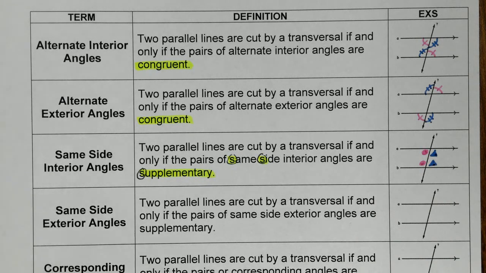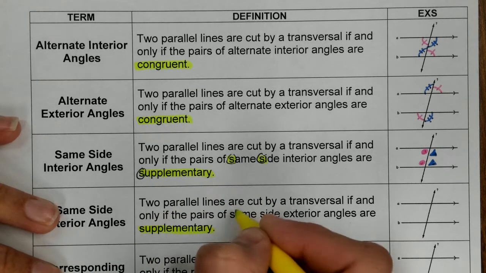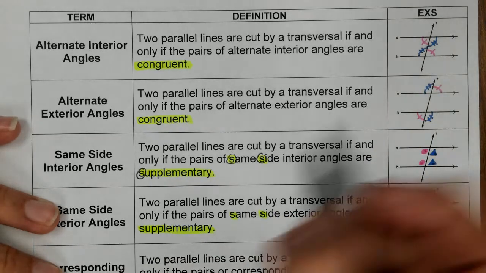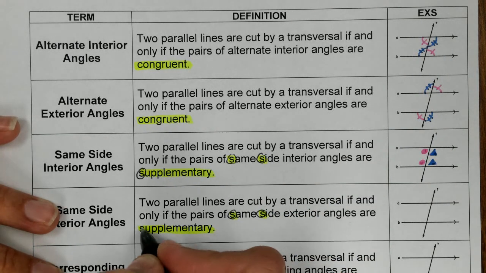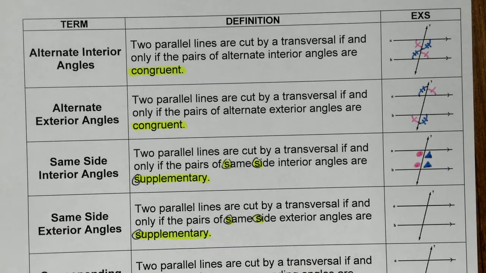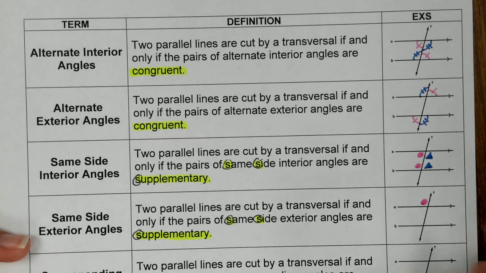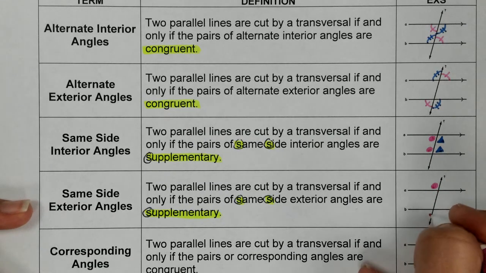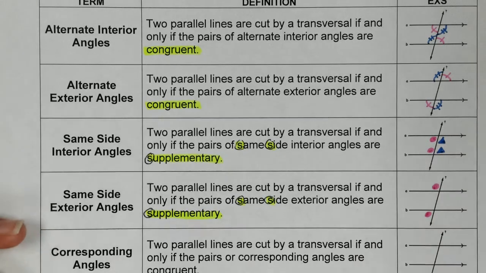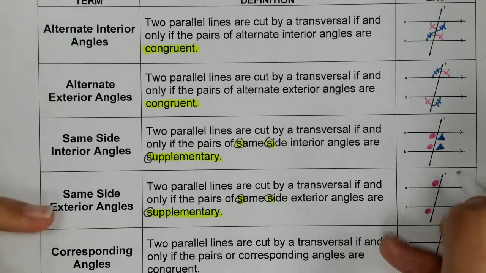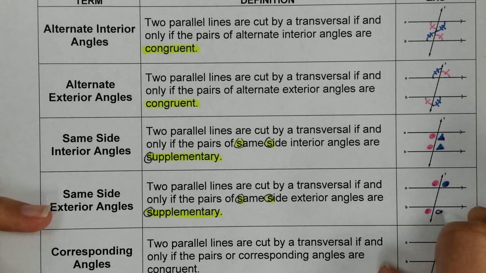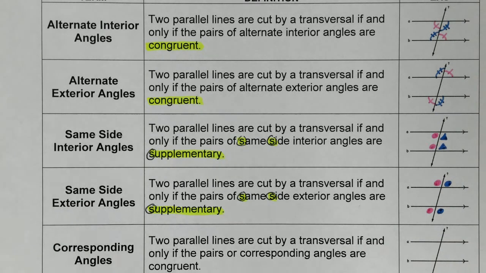Next, two parallel lines are cut by a transversal if and only if the pair of same side exterior angles are also supplementary. So there's our same side supplementary. So no matter whether they're interior or exterior, they will be supplementary. So we can show in our diagram a little circle here. And then I'm going to stay on the same side of the transversal and go to the other exterior. Those will be same side exterior. And then here are the other pair. We talked about that in the last video. We're just now saying they're supplementary.